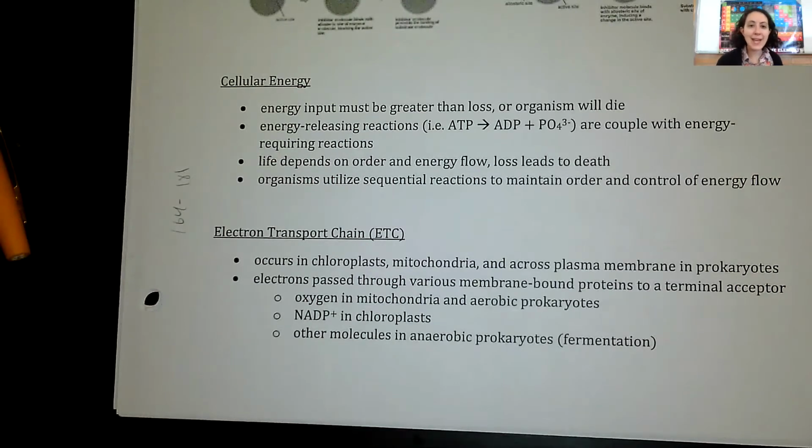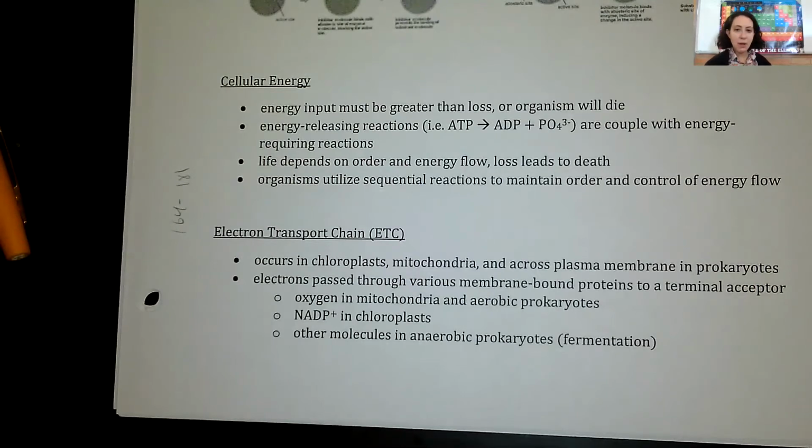In chloroplasts, it's NADP+, which is a big molecule. It's like ATP, but it's not ATP. ATP is not the only acceptor of electrons. It's not the only thing that can be used as an energy source, like a battery for energy. ATP is much more common, but NADP+ is used in chloroplasts.